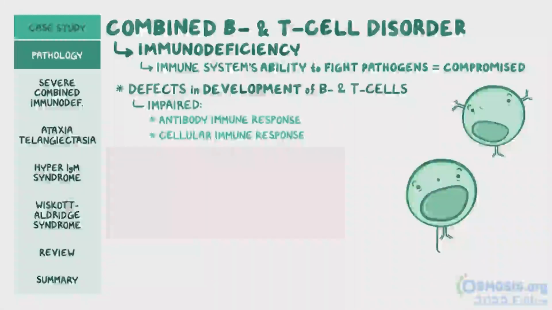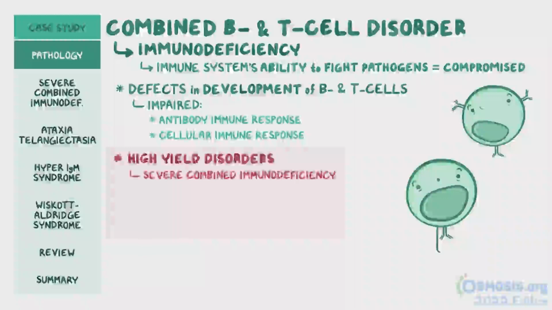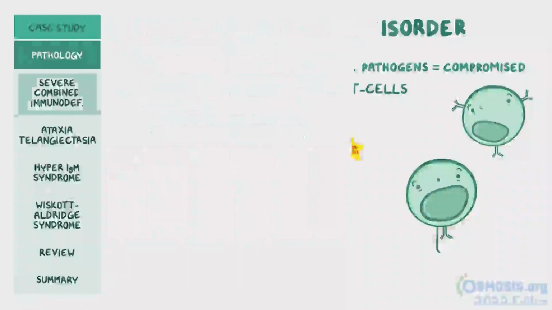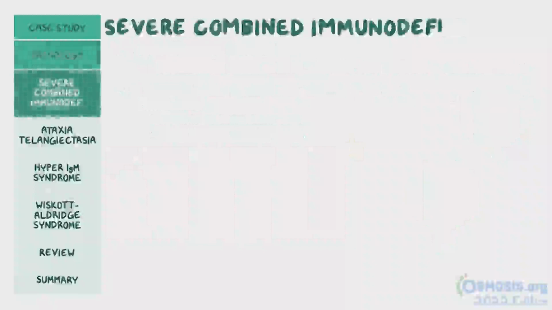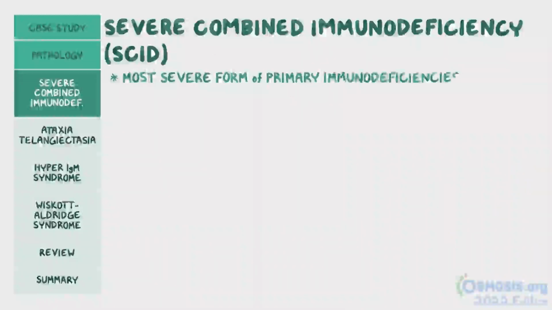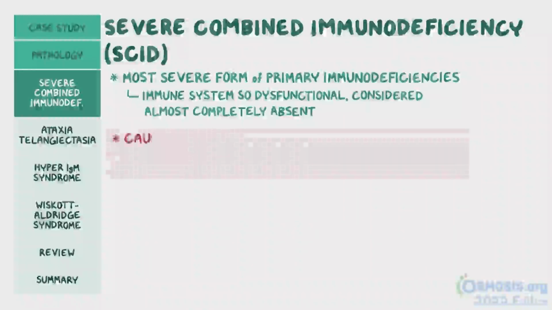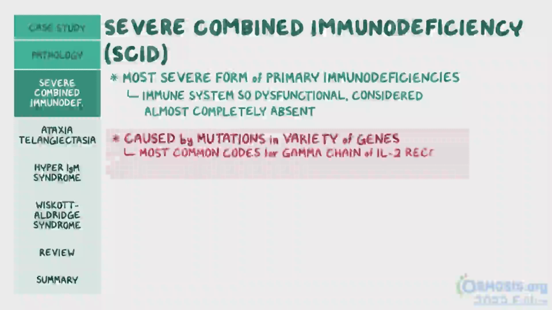For your exams, the most high-yield combined B and T cell disorders include severe combined immunodeficiency, ataxia-telangiectasia, hyper-IgM syndrome, and Wiskott-Aldrich syndrome. All right, let's get into it, starting with severe combined immunodeficiency, or SCID for short, which is the most severe form of primary immunodeficiency. In fact, the immune system is so dysfunctional that it's considered almost completely absent. Now, for your exams, remember that SCID can be caused by mutations in a variety of genes. The most common one codes for the gamma chain of the IL-2 receptor.